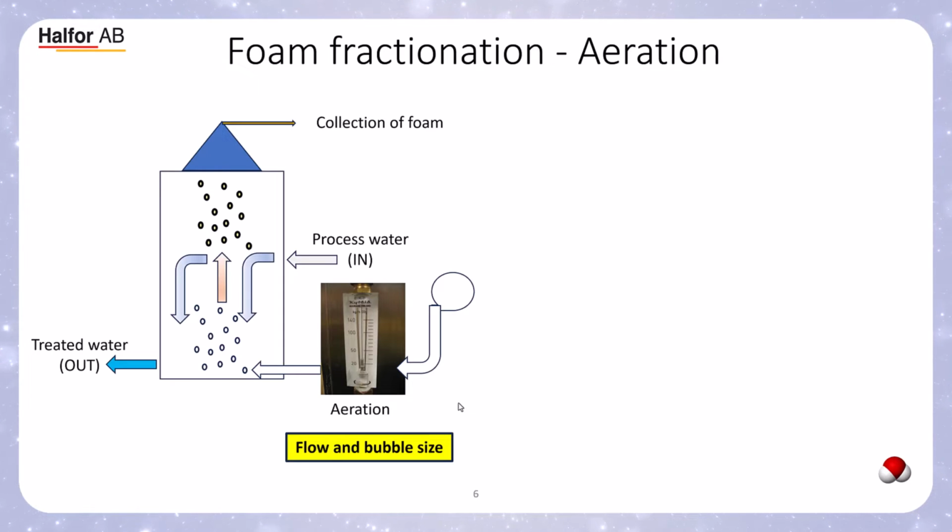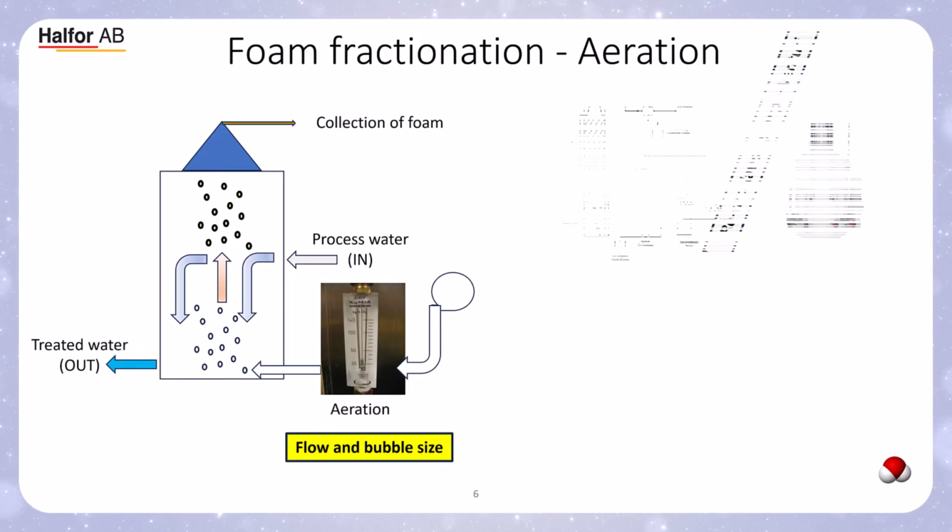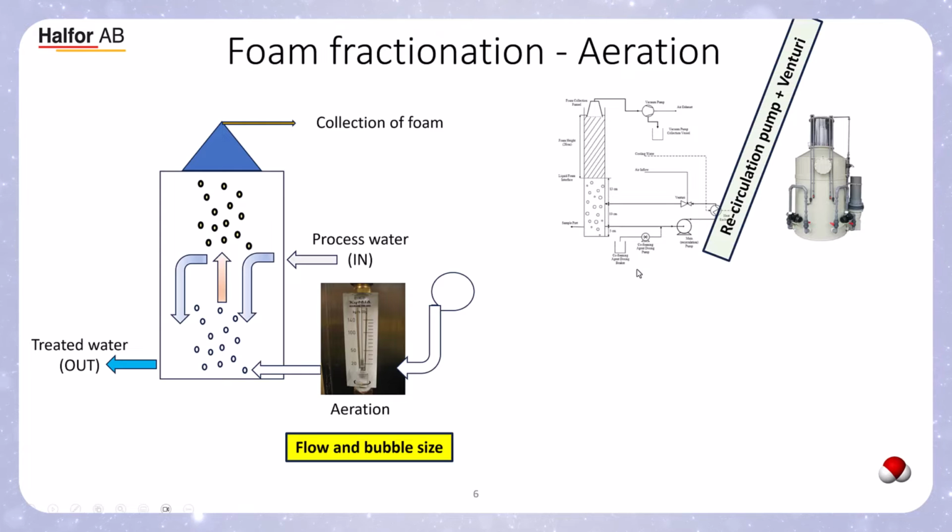You have some different ways of introducing the air. One way, which is very common, is a recirculation pump in combination with a venturi. Here you see a sketch that I have taken from one of the articles. You have the reactor, you take water which you are recirculating with a pump, and you suck air through the venturi and introduce it in the bottom of the reactor vessel here. So a circulation pump and venturi that sucks in air from outside, creating the bubbles.